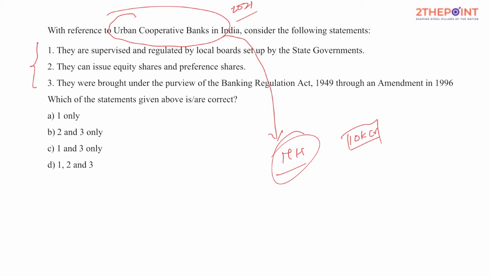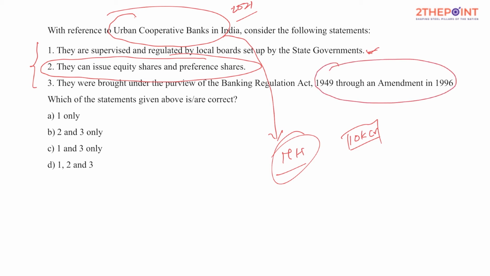They are supervised and regulated by local boards set up by the state governments. Of course you have cooperative societies, most of you are aware of it, something called DCCB and all these things. They can issue equity shares and preference shares, like any other entity. They were brought under the purview of the Banking Regulation Act 1940 through an amendment in 1996. So if you look at it, my friends, it is because of this particular bank being under crisis.